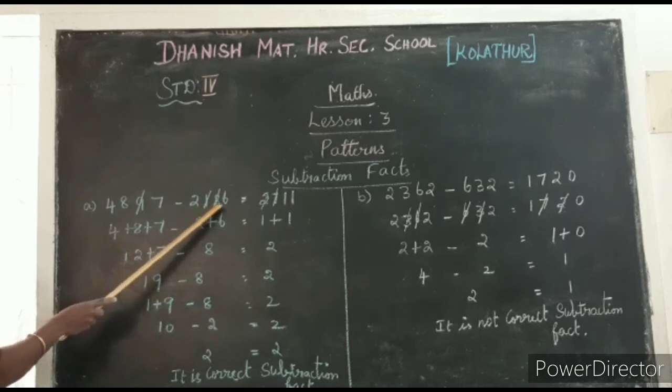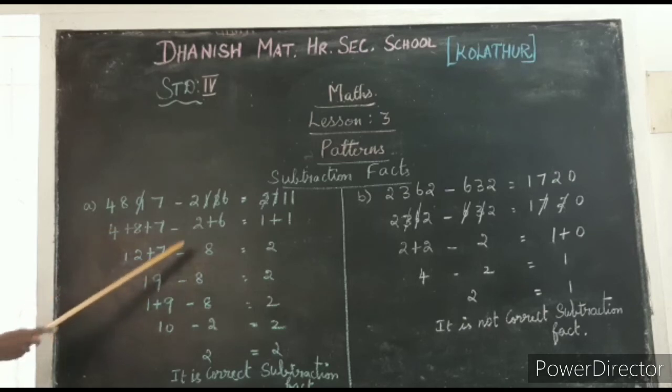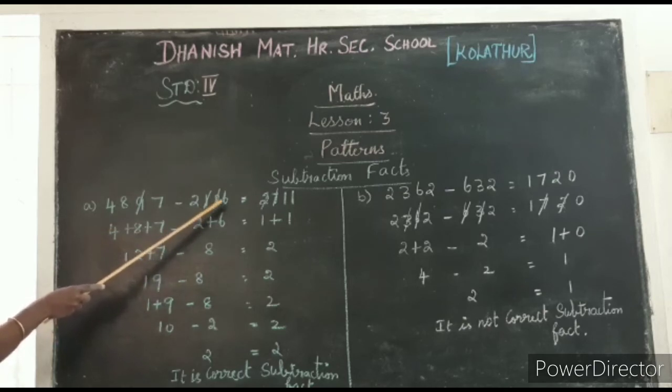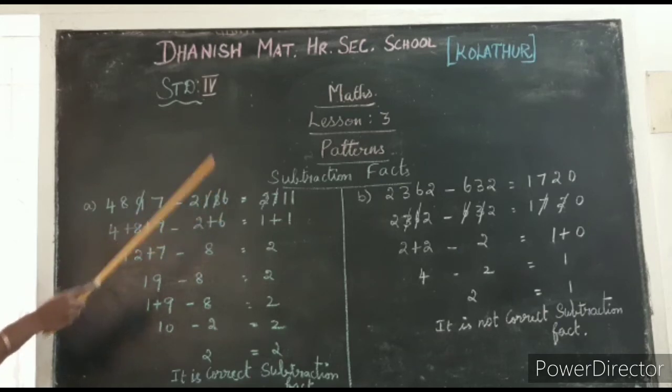Here any 9 is there in second number? No. Here no 9. So 9 is not there. Means what should we do? We have to check whether combination of number is there. Yes. 1 + 8 = 9. So cast out 1 and 8.